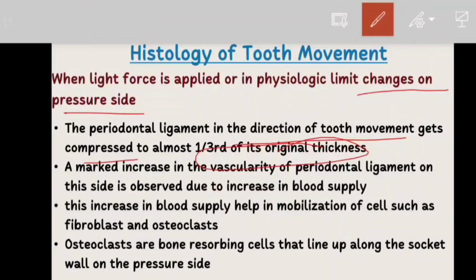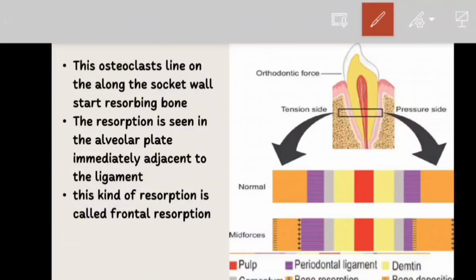The second change is a marked increase in vascularity. Why is increased blood supply important? Because the blood brings important cells to the area. This increased blood supply helps mobilize cells such as fibroblasts and osteoclasts. The most important cell here is the osteoclast. Which cell resorbs the bone? Yes, the osteoclast. The osteoclasts are the bone-resorbing cells that line up along the socket wall on the pressure side, and they are now ready to remove the bone.